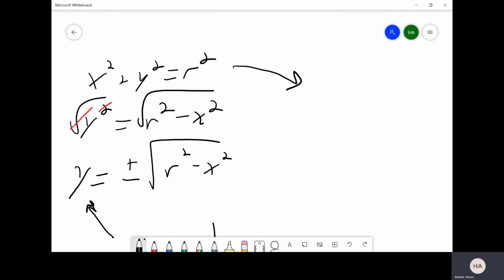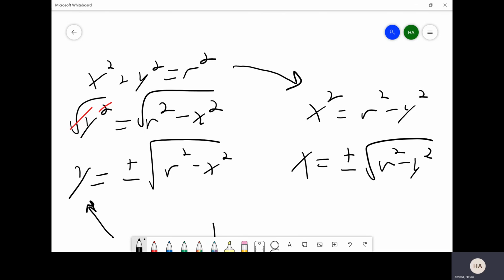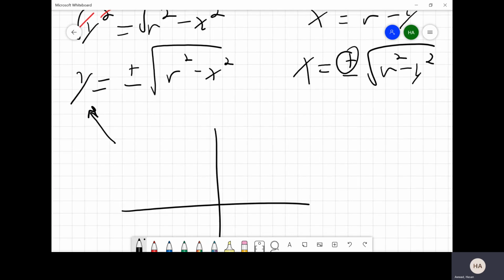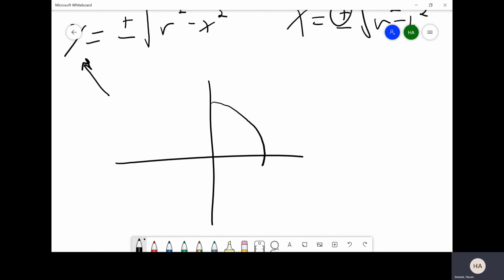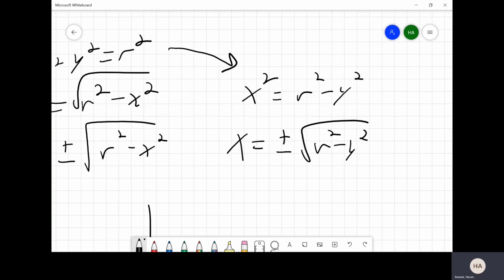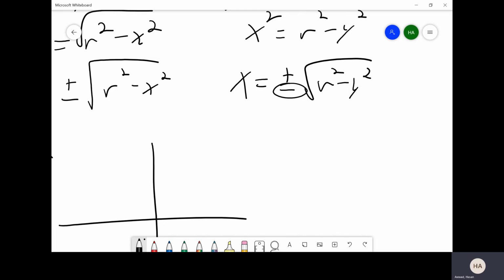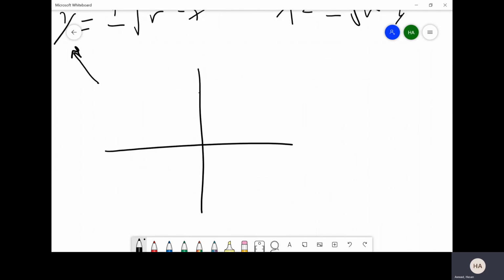So instead, we're going to move y squared over. We're going to have x squared by itself equal to r squared minus y squared. And we're going to have the exact same thing where when we take the square root of both sides, we get plus or minus the square root of r squared minus y squared. And once again, if we're talking about the positive value of the square root of r squared minus y squared, we're talking about the right semicircle. When we're talking about the negative version, then we are talking about the left side, okay? And once again, we're missing that piece right there.